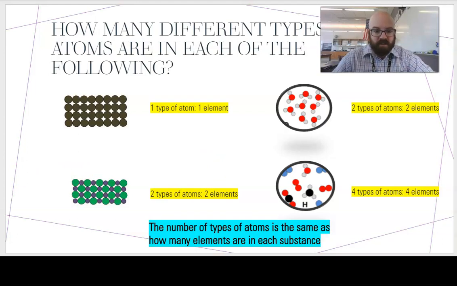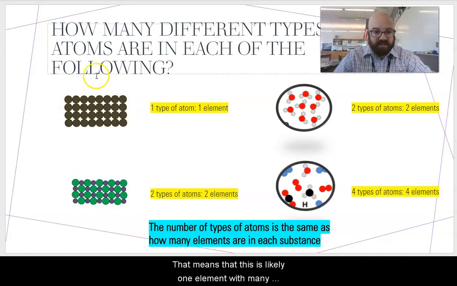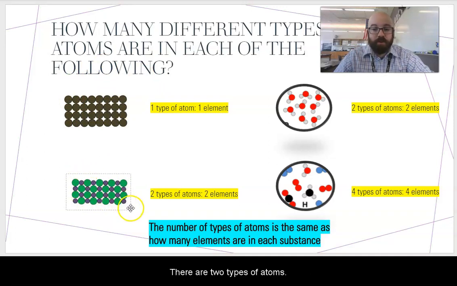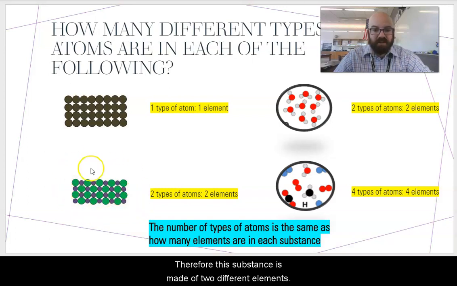Okay. So in this substance, there's one type of atom. They're all the same. That means that this is likely one element. Many atoms of the same element. Below it, we have two different colored particles. There are two types of atoms. Therefore, this substance is made of two different elements.